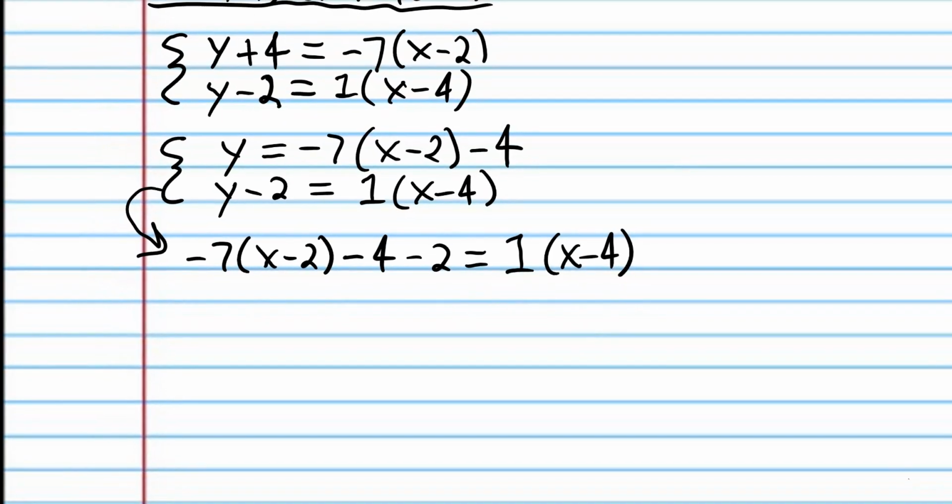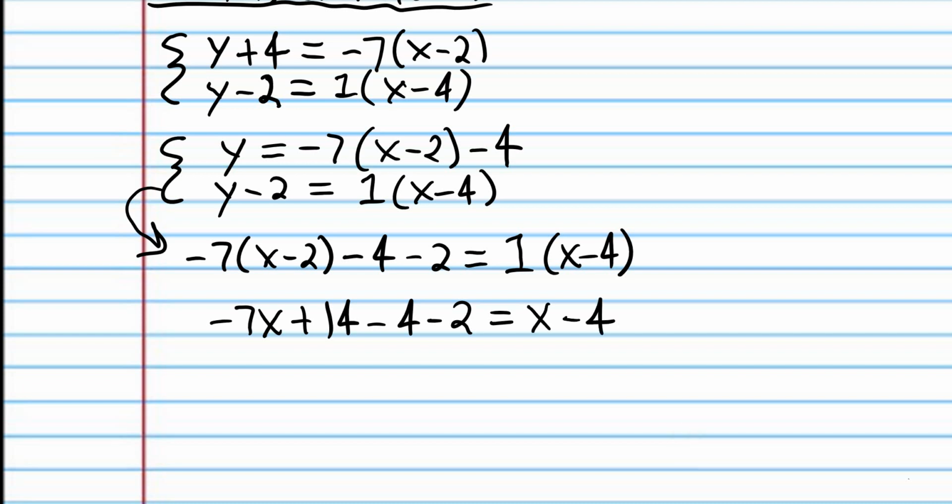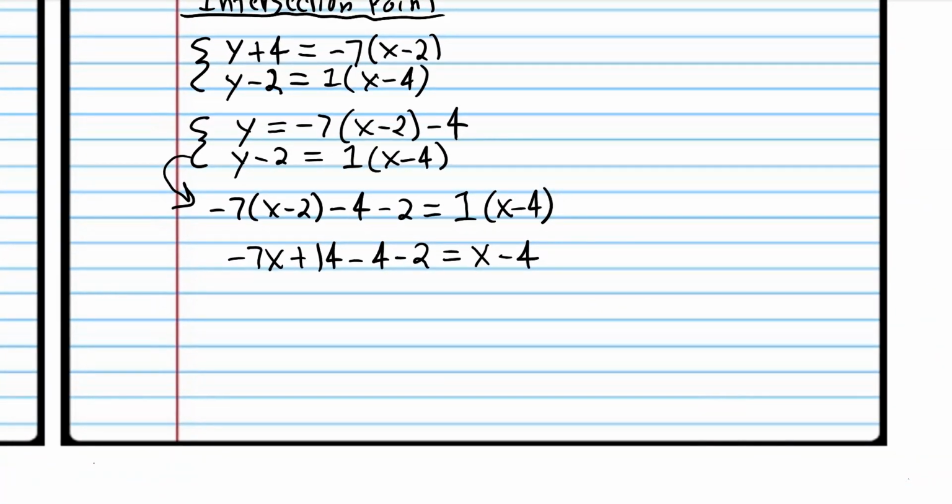So now all we have to do is solve this equation with parentheses. We're going to use the distribution rule. Negative 7 times x is negative 7x. Negative 7 times negative 2 is positive 14. 1 times x is x. 1 times negative 4 is negative 4. Then we're just going to simplify all this. It looks like we get 3 halves.